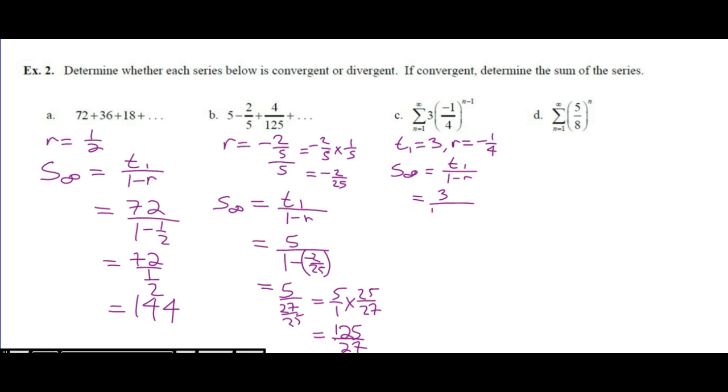So 3, 1. Get it? 12 over 5? Yeah. Small competition going on. It's good.